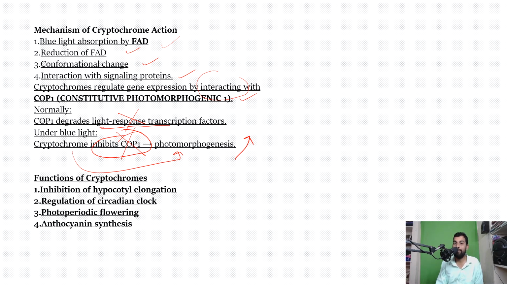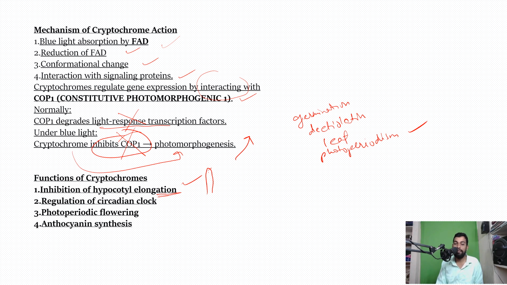What is photomorphogenesis? Photomorphogenesis includes germination, so seed germination happens, de-etiolation, leaf expansion, and also photoperiodism. It is like an internal clock. It maintains night and daylight and reacts towards night and daylight. We call it photoperiodism. The first function is inhibition of hypocotyl elongation. So what is happening here? It is stopping the hypocotyl elongation. Why? If there is sunlight, there is no need for elongation.